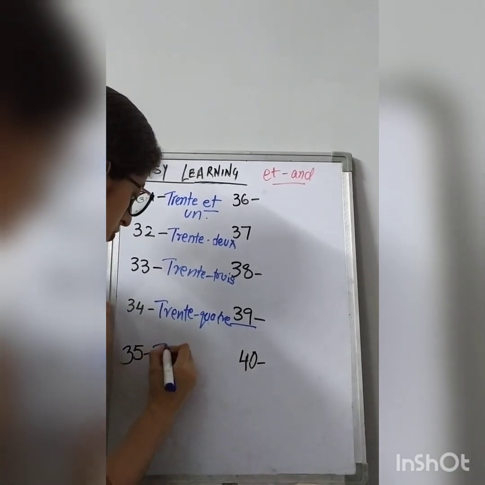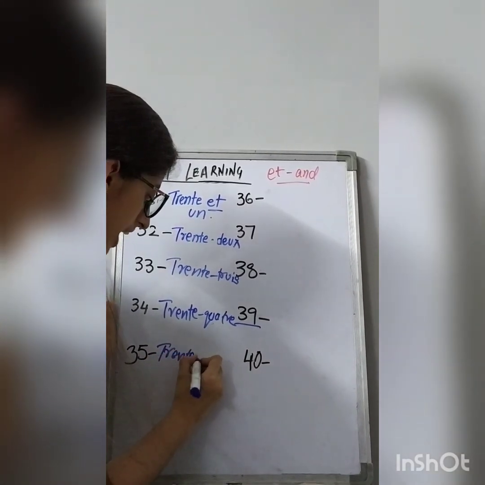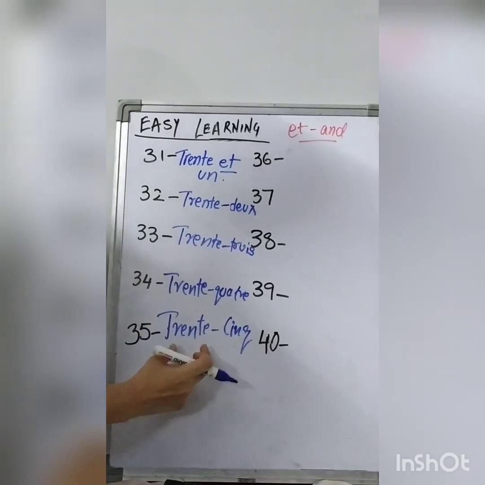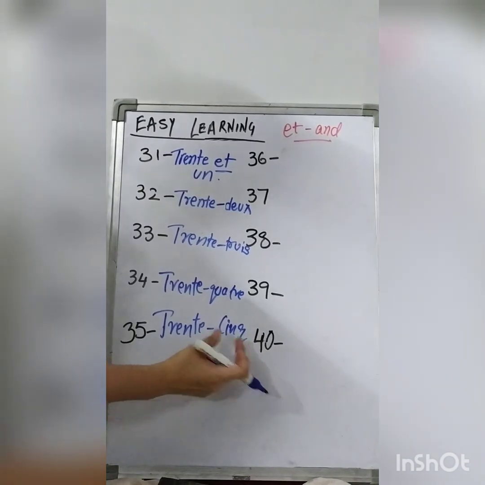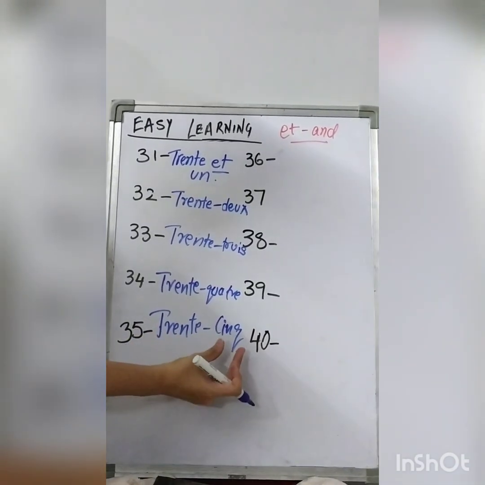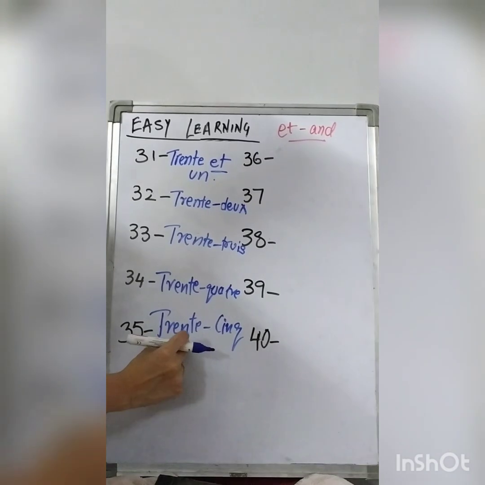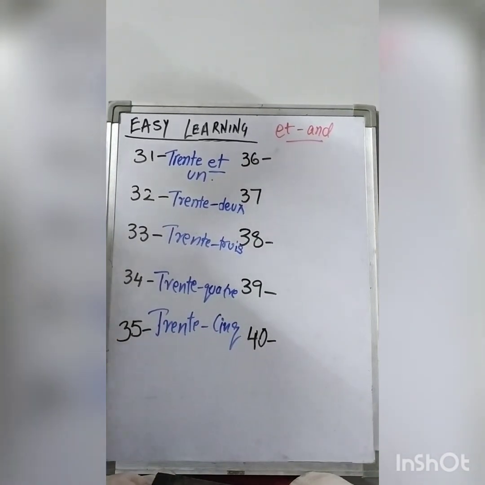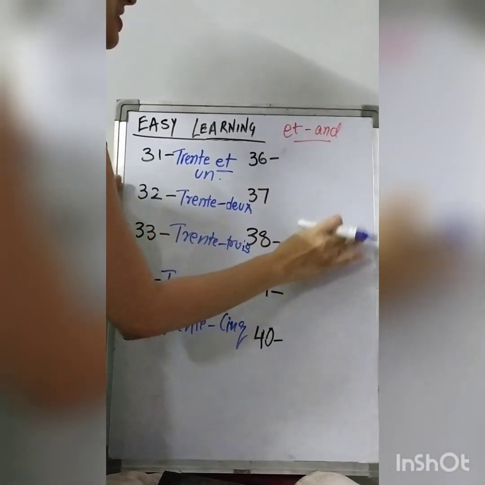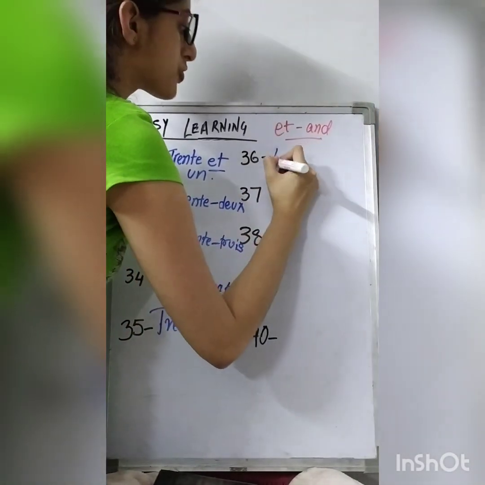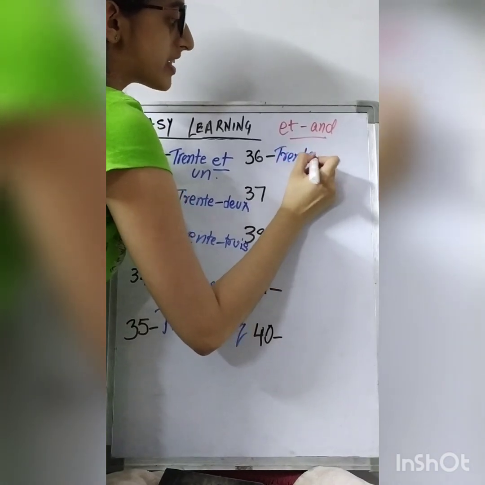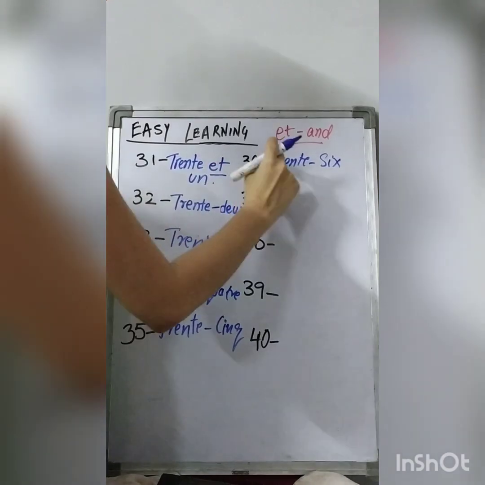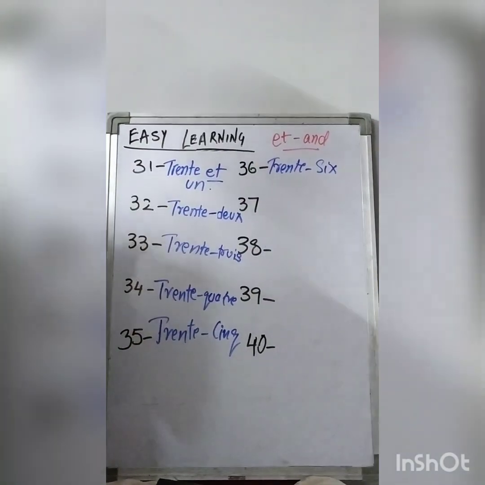35 is trente hyphen cinq, where trente is 30 and cinq is 5. So trente-cinq, C-I-N-Q, cinq. Now, 36 is also written in the same way. Trente is 30. 6 is seize. So, trente-seize in French.